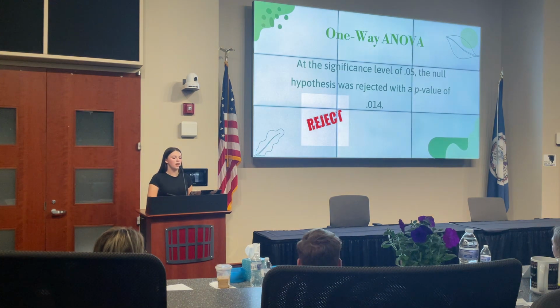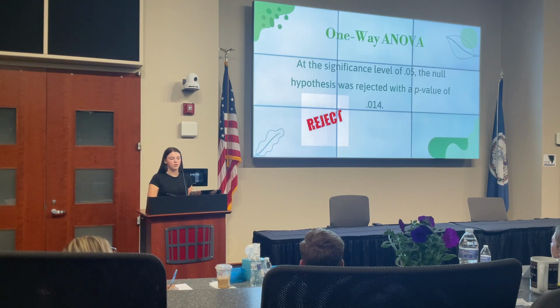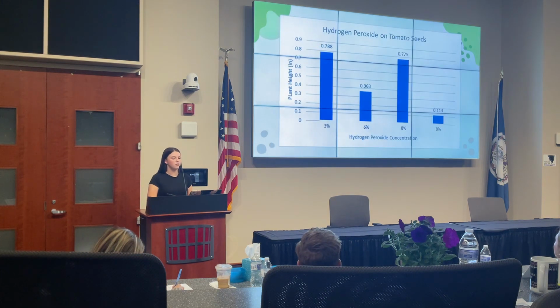For my statistical analysis, I conducted a one-way ANOVA. I chose this test because I could easily compare the differences amongst the 4 independent groups that I had. I was able to reject my null hypothesis because at the significance level of 0.05, the p-value of my data was 0.014. In the graph shown here, I have the mean height of each group.